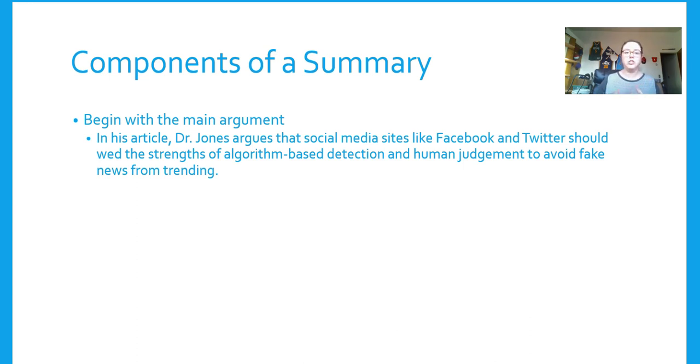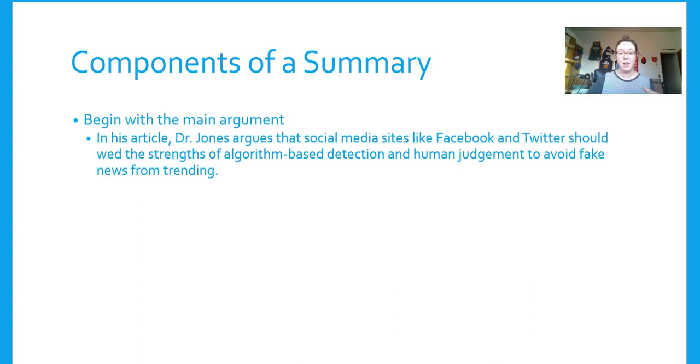In his article, Dr. Jones argues that social media sites like Facebook and Twitter should wed the strengths of algorithm-based detection and human judgment to avoid fake news from trending. So that's the overall argument of the article, of the TED Talk, of the book, whatever it is that we're summarizing. You want to start off with whatever the overall overarching argument is.